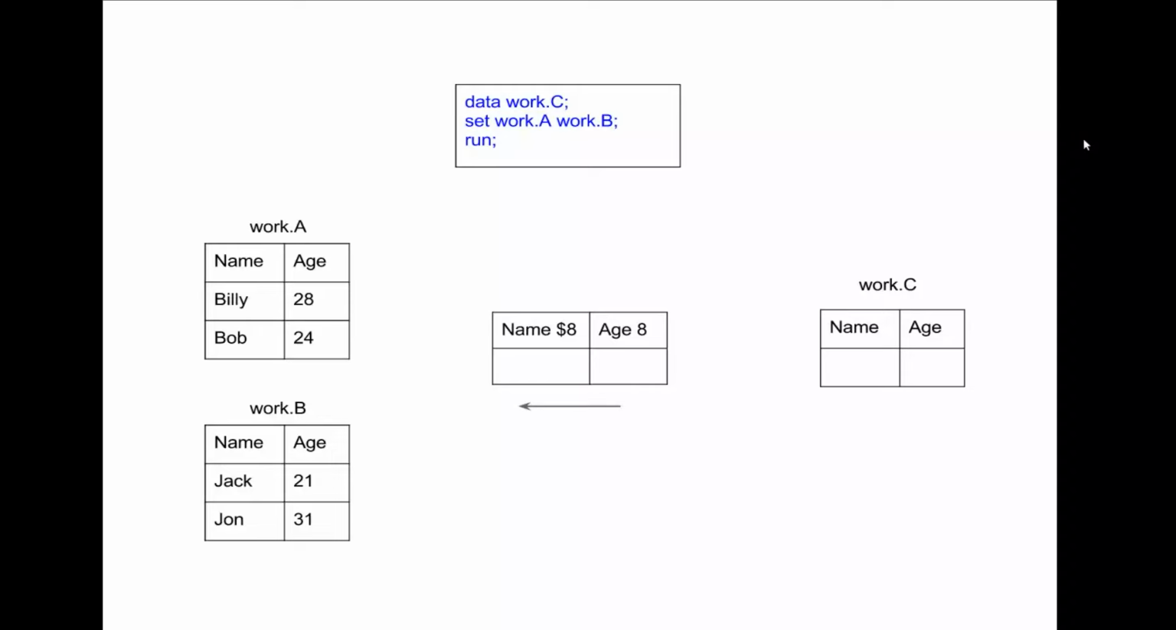So it goes to the data sets we're setting and picks up the first entry, Billy 28. It goes in order, so to speak, and then it carries them over to the new data set, work.c, and drops them off, basically. It then goes back, empties itself, and picks up a new set of observations. So Bob 24, carries that back to work.c, and then it goes on to the next data set, picks up Jack 21, and goes back and forth.